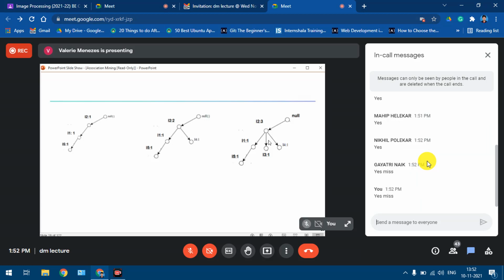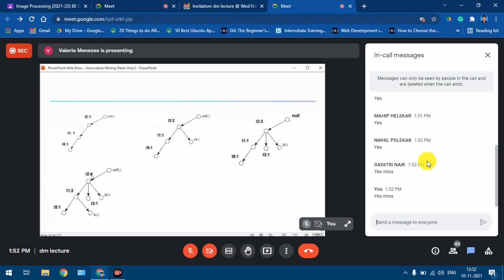Okay. Now, the next transaction we have is I2, I1, I4. Do we have a branch I2, I1? Is this branch already available? Yes or no? So from I2, I1, we will create another branch and we will label a node I4. Okay. So again I2, I1, I4.